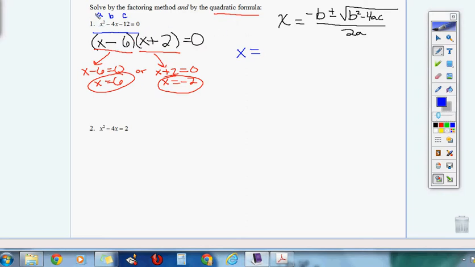We're going to deal. A is actually the 1 here. Okay, so just so we know, A is equal to 1, B would be equal to -4, and C would be equal to -12. So the opposite of B is actually just the number 4, plus or minus the square root of b squared, so that's going to give me +16, minus 4 times a value of 1 times c of negative 12.